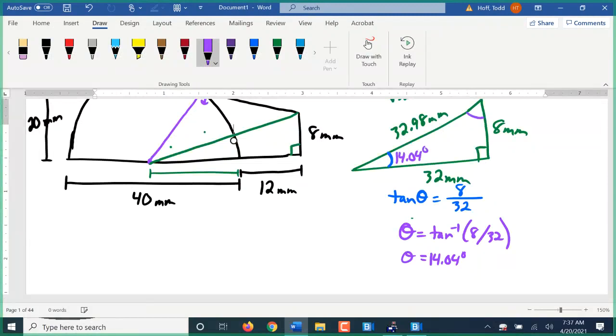That makes this angle here 75.96 degrees. So we know everything we could ever possibly want to know about that triangle. We know all three sides and all three angles. While we're at it, let's find the area. The area is just going to be the 8 times the 32 divided by 2, or 128 square millimeters.